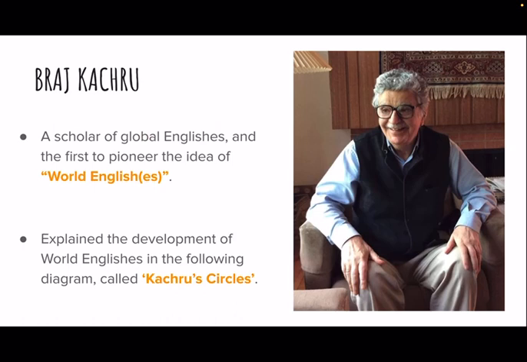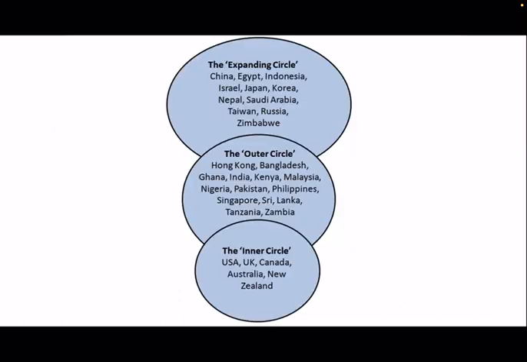Alright, we're going to talk about Kachru, who is a scholar of global Englishes and the first to pioneer the idea of world English or Englishes. He explained the development of world Englishes in the following diagram called Kachru circles. And these are Kachru circles. So we've got the expanding circle, the outer circle, and the inner circle.